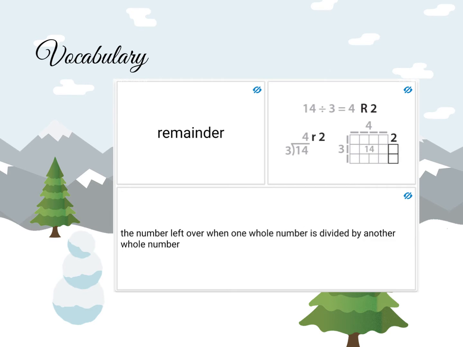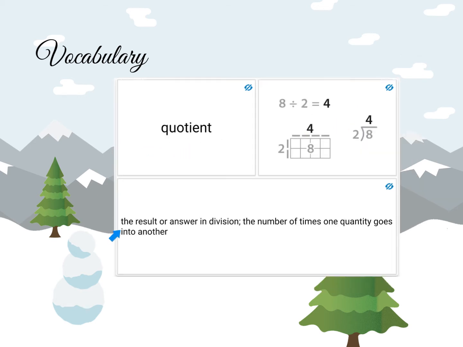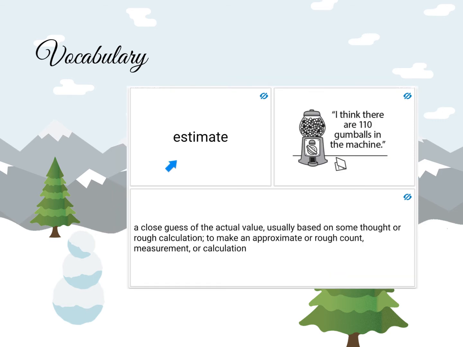Now we have the word remainder. The remainder is the number that's left over when one whole number is divided by another whole number. So we had 14 divided by 3. We can go into that 4 times, but there were 2 left over, so that was a remainder of 2. Next we have quotient, the result or answer in division, the number of times one quantity goes into another. Such as, how many times did 2 go into 8? The quotient is 4.